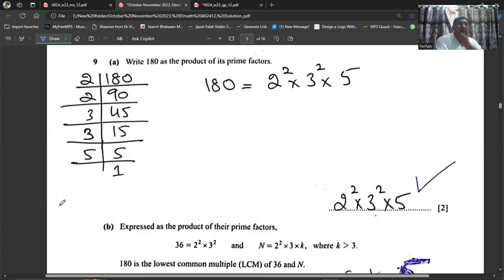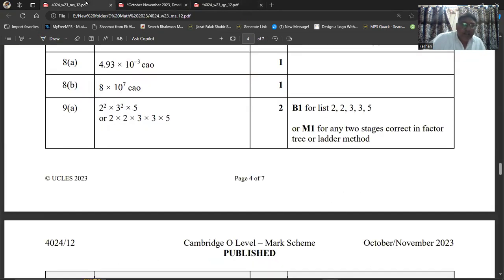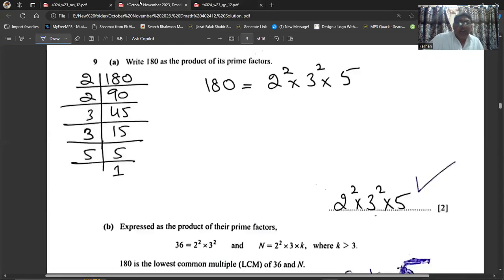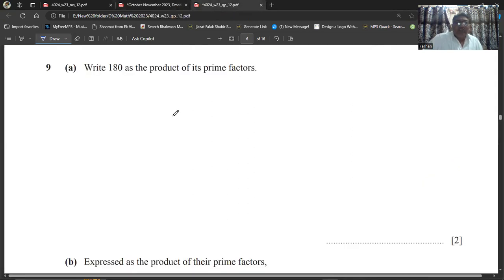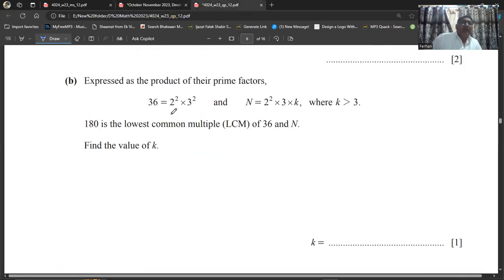So 180 will become 2 square into 3 square into 5. So our answer is right. Then we have question number 9, B part. He says, expressed as the product of their prime factors, we have 36 equals 2 square into 3 square, and n is equal to 2 square into 3 into k, where k is greater than 3. 180 is the lowest common multiple, LCM, of 36 and n. Find the value of k.